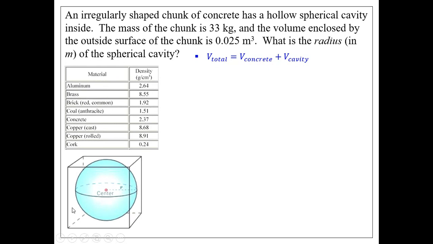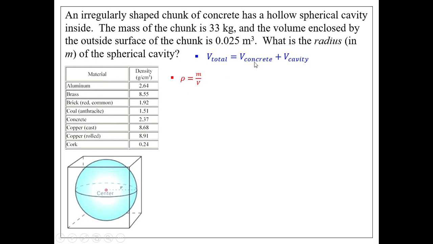So the 33 kilograms is just the concrete surrounding this air pocket, but the volume is given as a total of 0.025 meters cubed. So to find the volume of the concrete, the volume given is not just the volume of the concrete, it's the volume of the whole irregular shape with the air pocket. So we need to figure out what the volume of the concrete is.